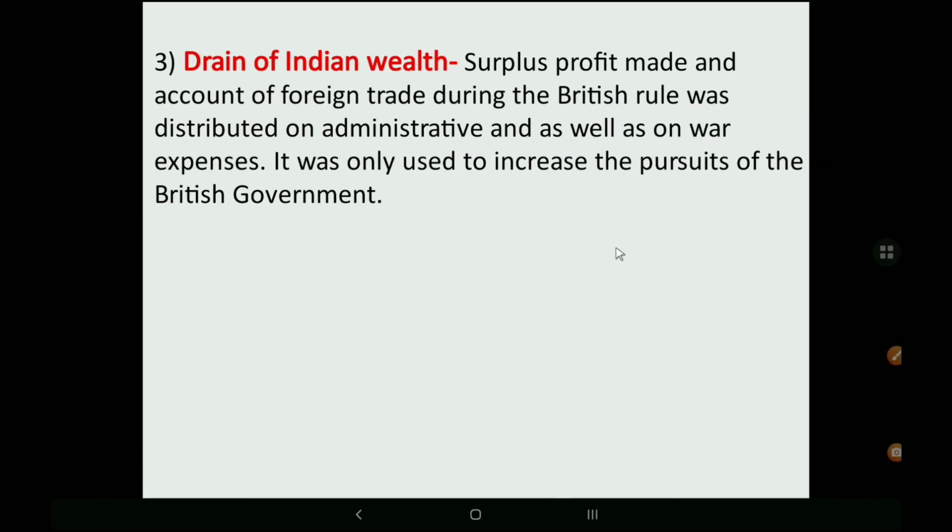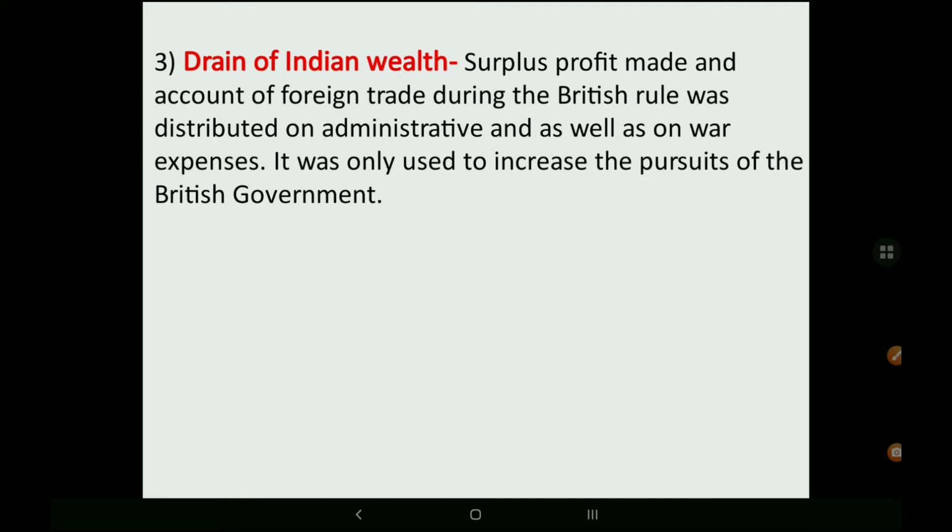Now, the next point is drain of Indian wealth. Surplus profit made on account of foreign trade during the British rule was spent on administrative as well as war expenses. It was only used to increase the pursuits of the British government, which means under the British rule, India became an exporter of primary products and importer of finished goods.